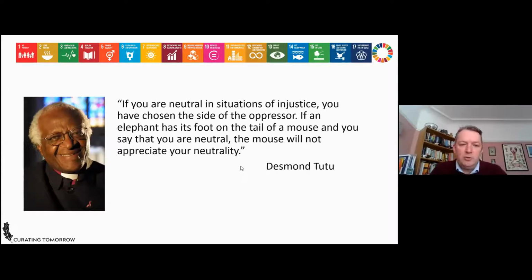And so I've got some great quotes because I love quotes. So in terms of the role of museums in these kind of challenges, this is a brilliant quote from Desmond Tutu. If you're neutral in situations of injustice, you've chosen the side of the oppressor. If an elephant has its foot on the tail of a mouse and you say that you are neutral, the mouse will not appreciate your neutrality.